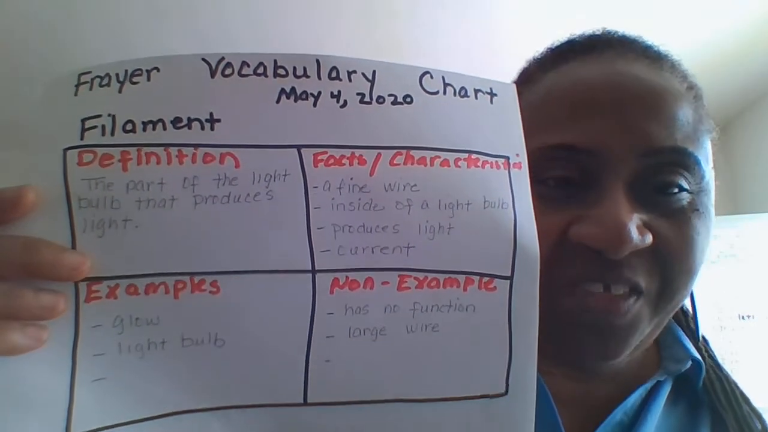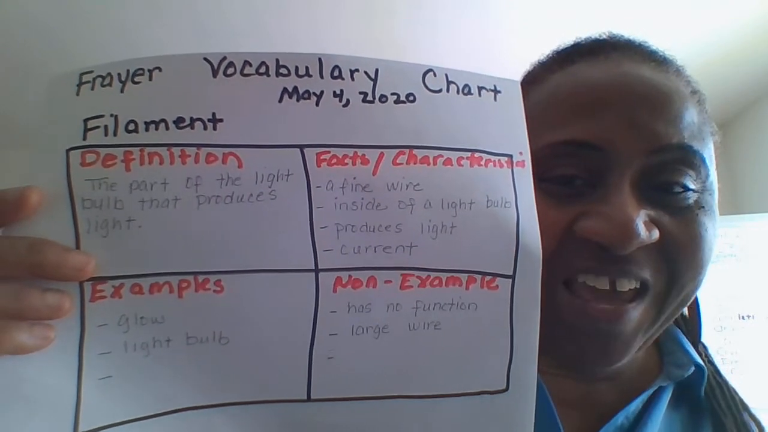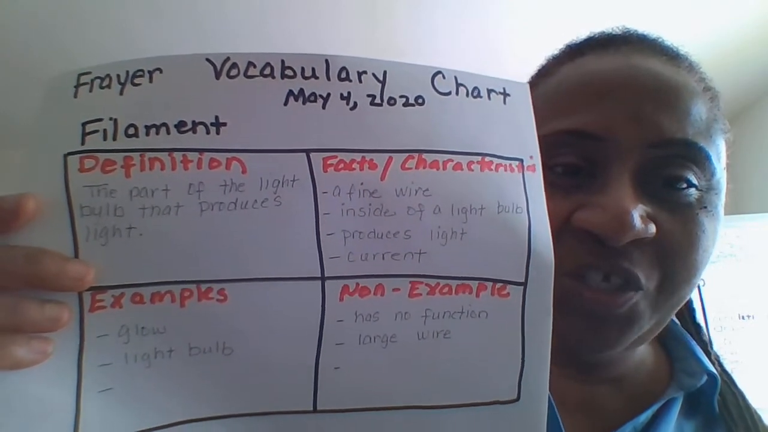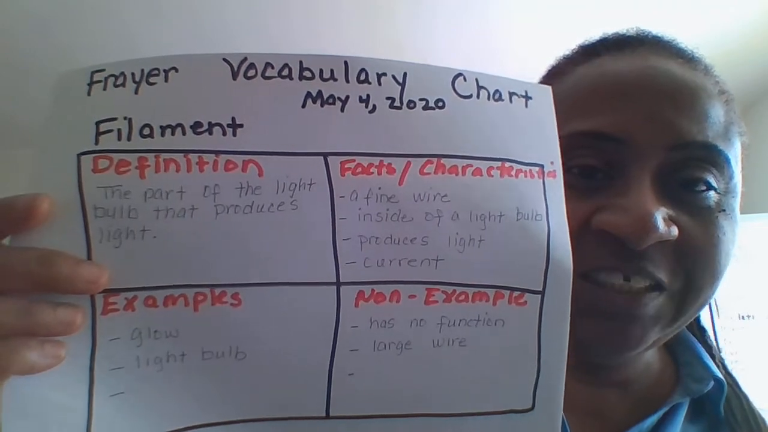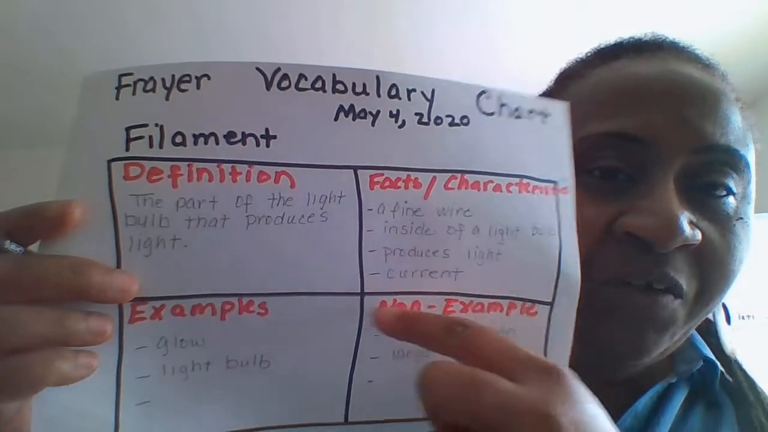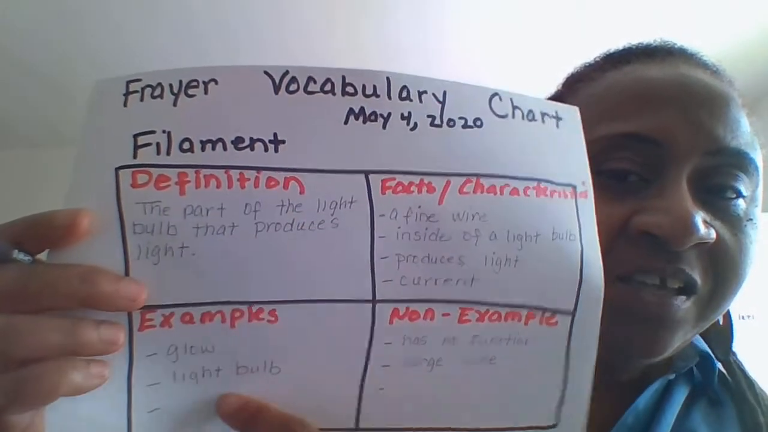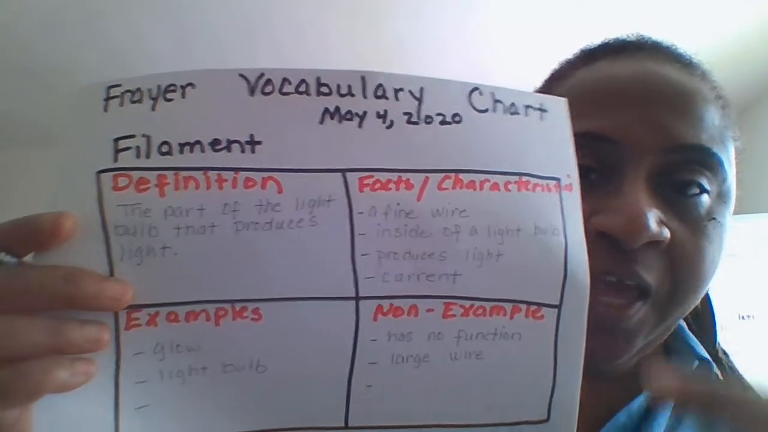Correct, a thin wire. Okay, so this is how we're going to work our Frayer chart today. We're going to create our headers for each box, for each vocabulary word, and then we're going to fill it in.